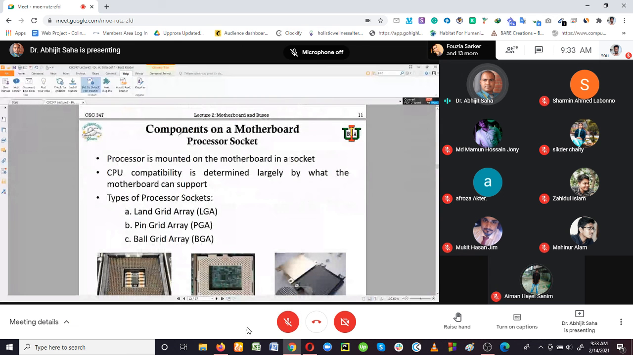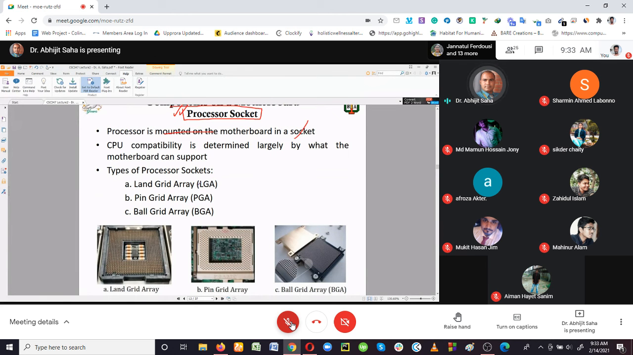So the next question can be to define the processor socket. When you're defining the processor socket, you can simply tell that the processor is going to be installed or mounted on the motherboard in a socket. The most important thing is that the CPU or processor you install onto the motherboard needs to be compatible with the CPU socket. Based on the CPU socket you have on the motherboard, you choose the CPU that can be installed onto that socket.